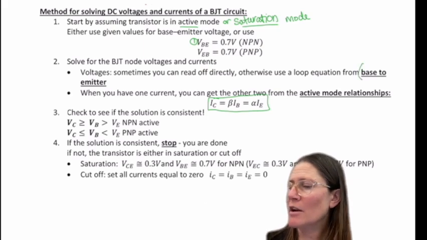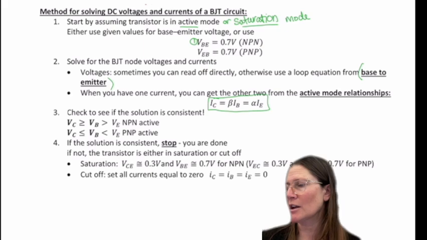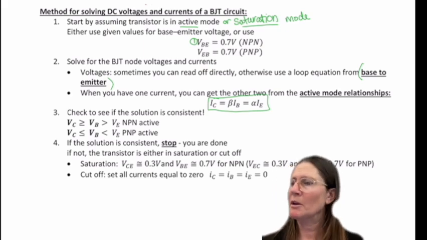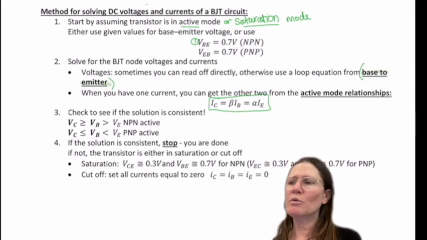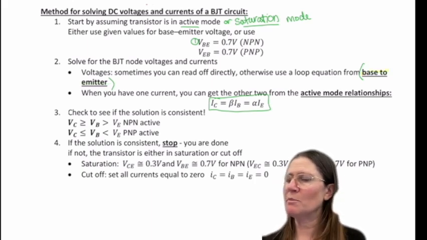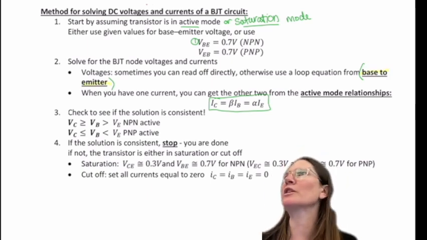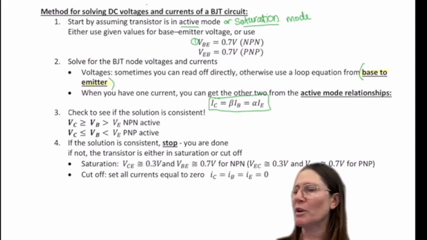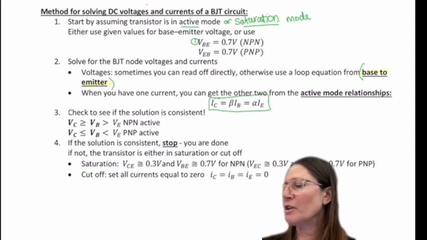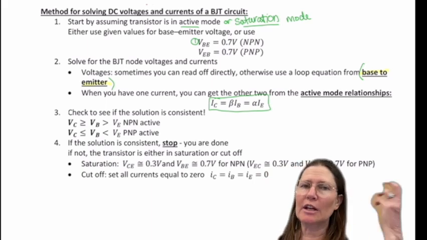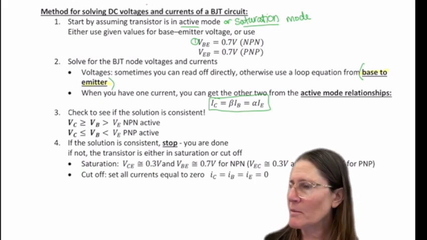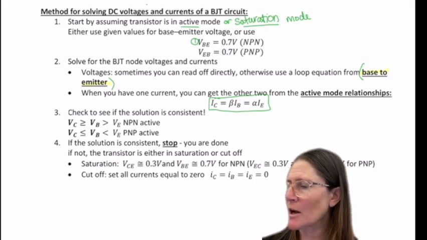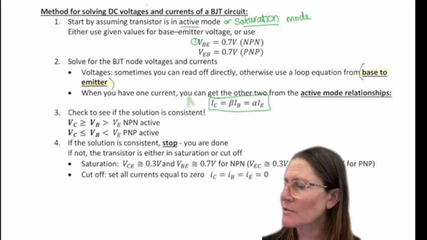And for either mode, you're going to take a loop equation from the base to the emitter. This is because you know the voltage between the base and the emitter, so that has mostly the known information. So you're going to take a loop through there. And then once you find IB or IE, you relate it to IC. So this is active.